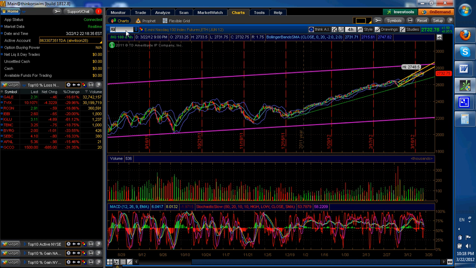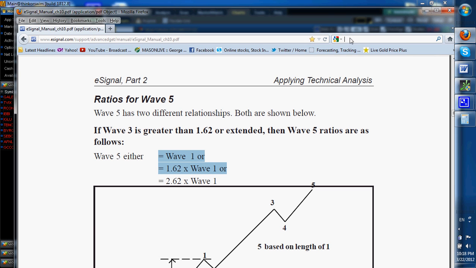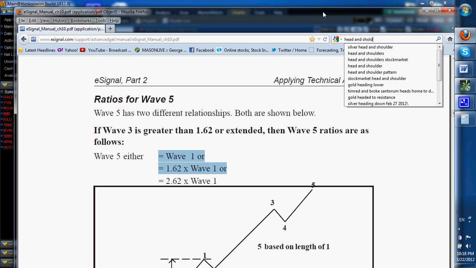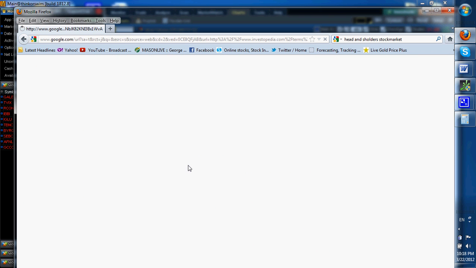Now moving on to silver. As I stated in my last video, I think silver is doing a head and shoulders rotation. And so if we look at what a head and shoulders is, here we go, head and shoulders.